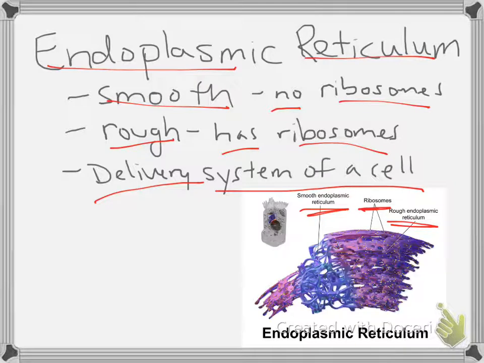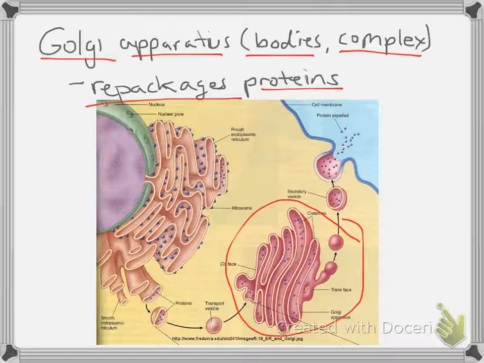It is the delivery system of the cell. It transports things from one area of the cell to another. Oftentimes it transports things to the Golgi apparatus, also known as the Golgi bodies or the Golgi complex. Here it repackages things like proteins, gets them ready to ship out, and that's what we see in this picture here. This is the Golgi that's circled, and it is repackaging what it got from the endoplasmic reticulum down here.